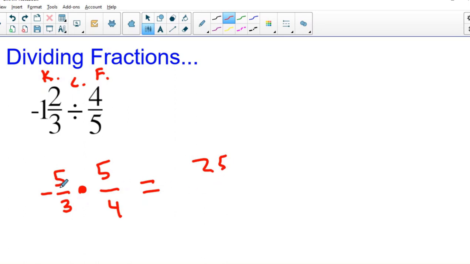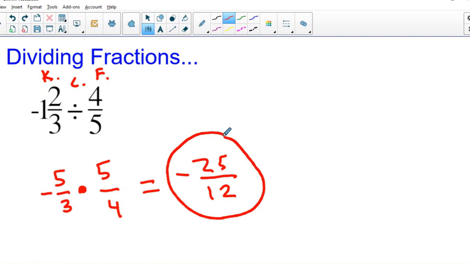5 times 5 is 25. It was negative times a positive, gives me a negative. And then on the bottom, 3 times 4 was 12. All right, and just like last time, there's nothing else that I could simplify or reduce out of this. There's no number that I can divide from 25 and 12. So this is my answer. I can't reduce that. I can't simplify it. That would be my final answer. So that's kind of the basics. That's the basics of fractions, what we get wrong about fractions, why we're bad at them, and just the basics of multiplying and dividing.